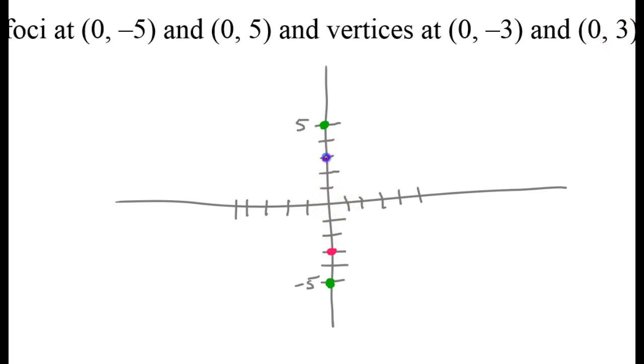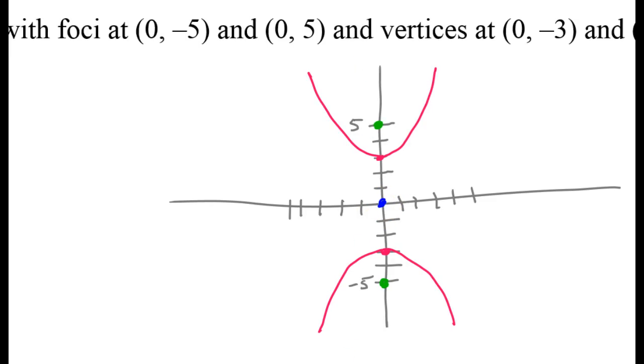which would be here. So that tells us the center right now, because given the vertices and the foci, we know that we are looking at a vertical hyperbola like this, and because of the symmetry, up 3 and down 3, the center is right in the middle at 0, 0.